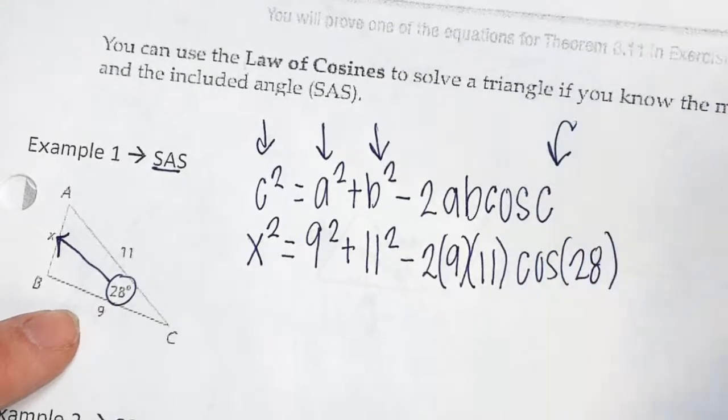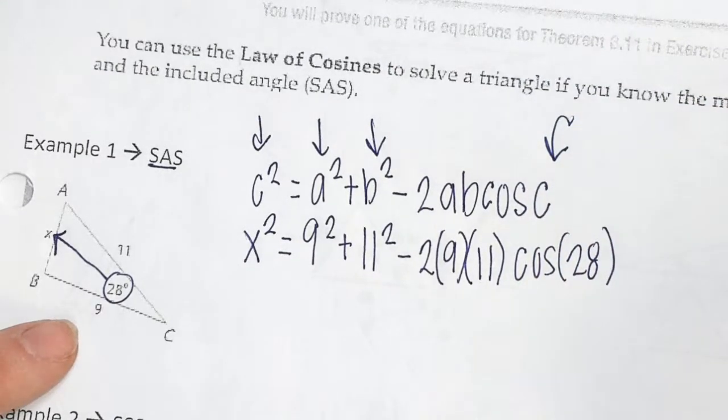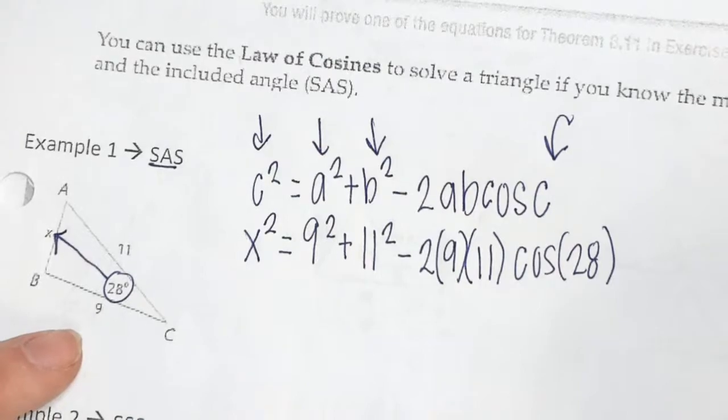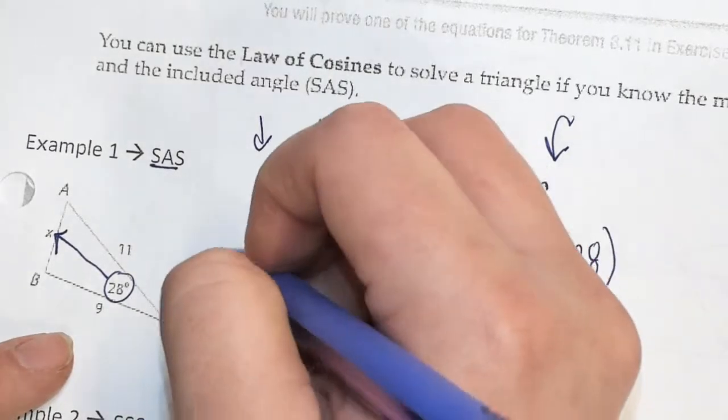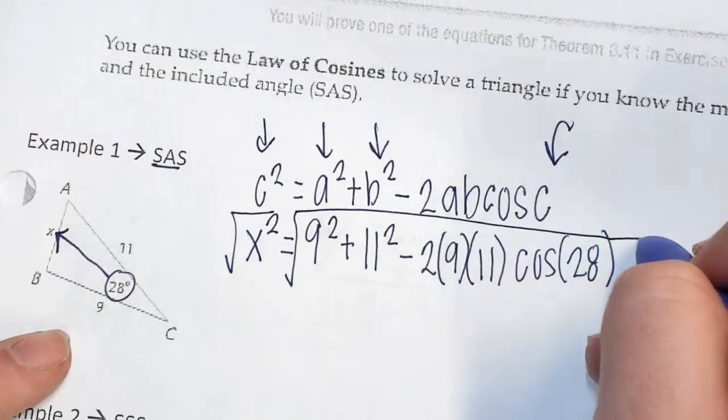Now, what are we solving for? We're solving for X. How do I get that squared away from X? You take the square root, right? Okay, so let's do it. Take the square root, take the square root.